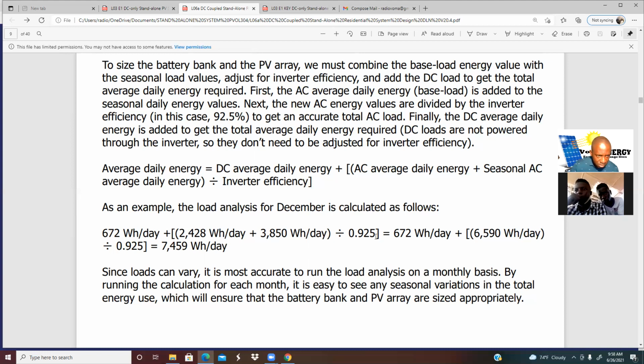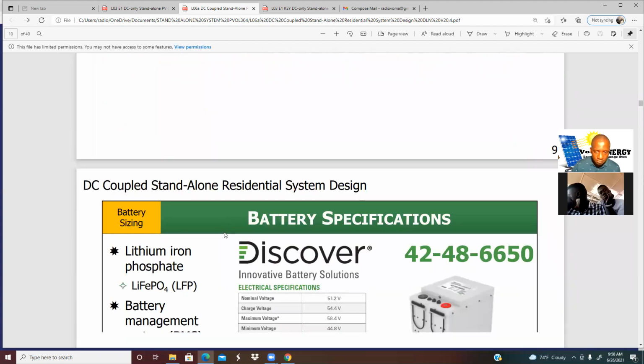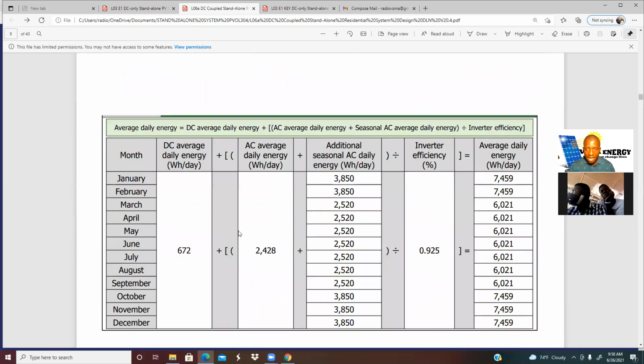Now, why is that? For example, average daily energy equals DC average daily energy plus AC average daily energy plus seasonal load, divided by inverter efficiency. That's what we just did. I'm going to move forward. So that's how they got this total load.